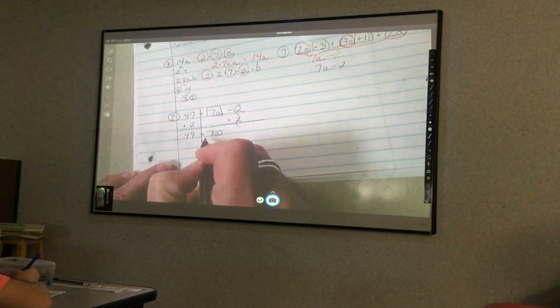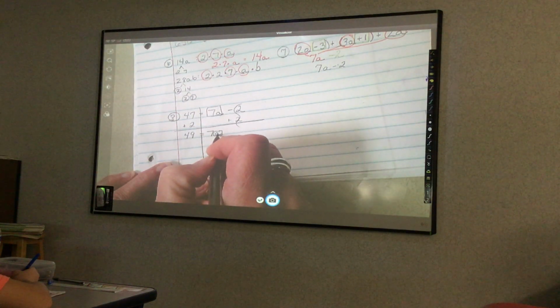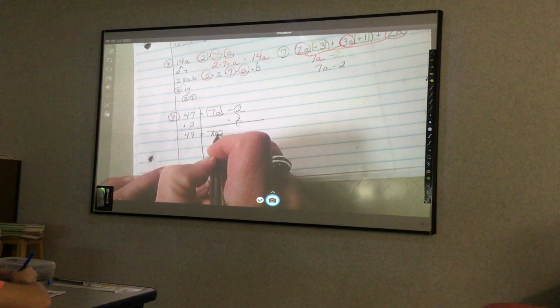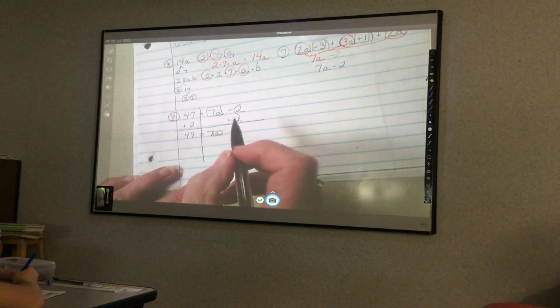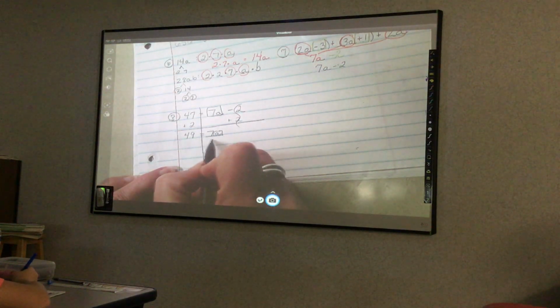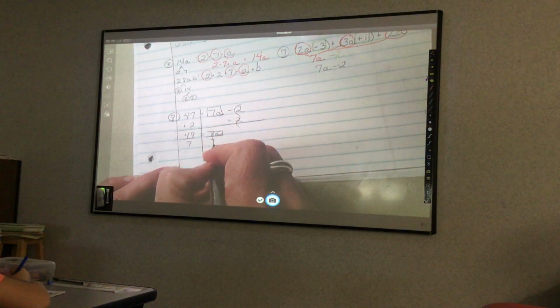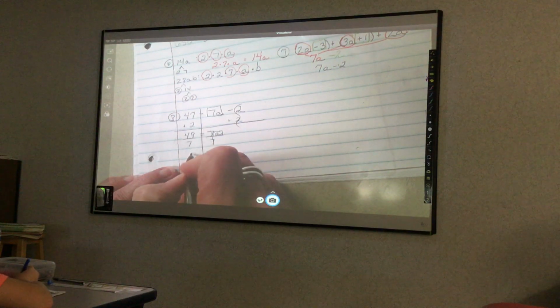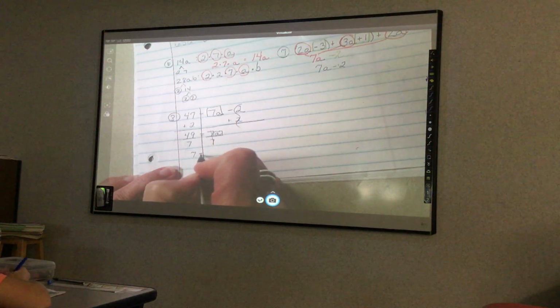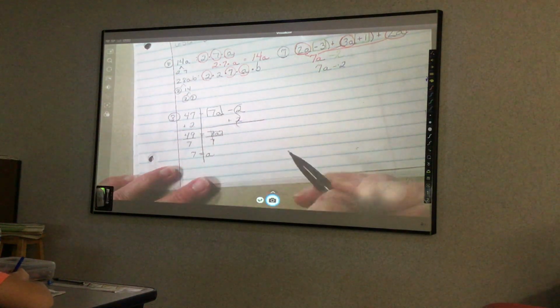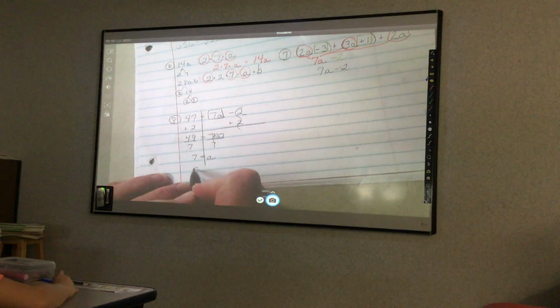So if I have a number and a letter next to each other, that's like multiplying. So what I need to do is the opposite of multiplying, and so I divide by 7. Divide by 7. Those 7s cancel each other out. 49 divided by 7 equals just our letter A. And then I've rewritten A equals 7.